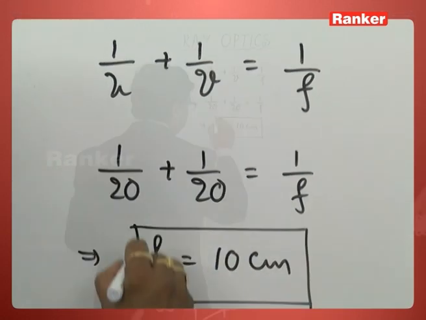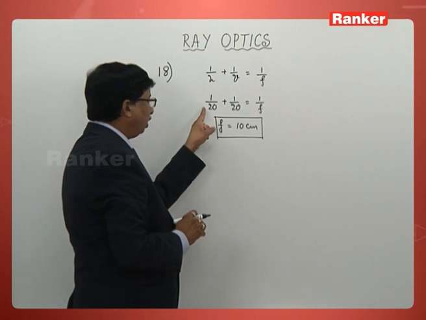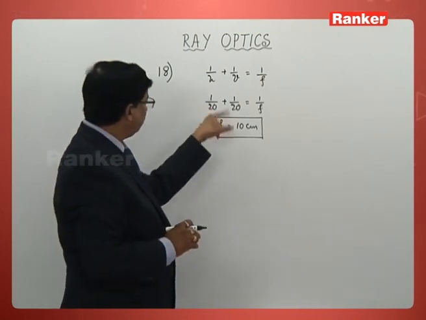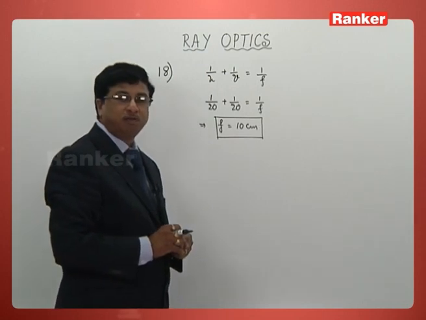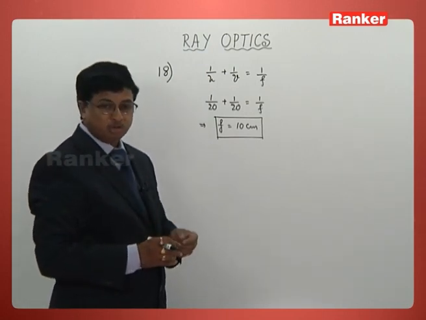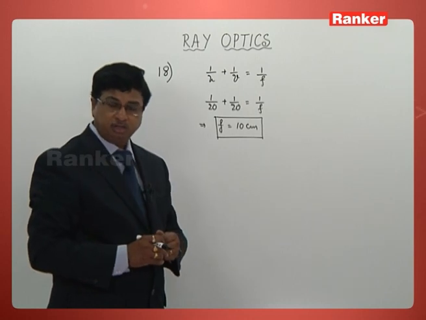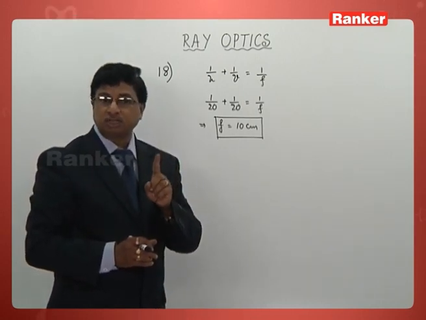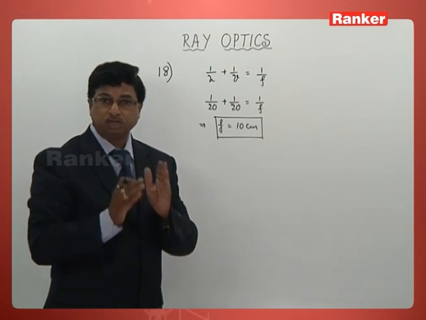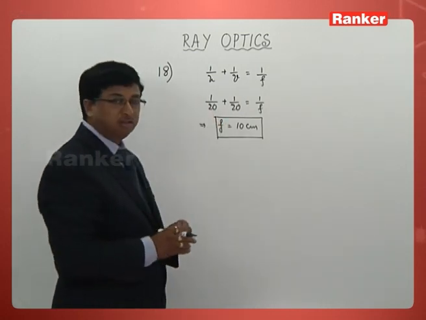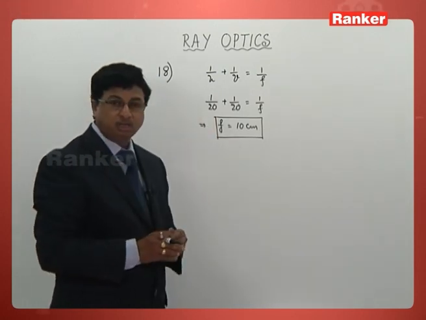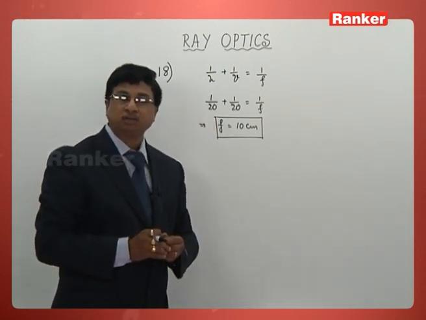Very, very simple calculation. But if you are not in a position to identify this sign properly, both will get cancelled and you may be getting f as infinity. But of course, no option has been mentioned as infinity here, though there is a possibility of giving one of the options as infinite also. So one should be careful in identifying this sign convention. The total value must be 10 centimeter, that is the focal length of the given mirror.